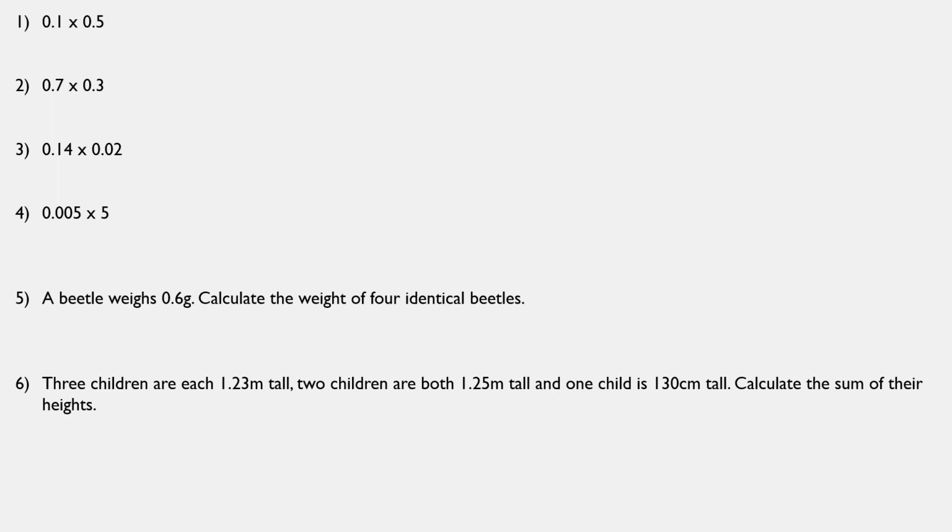So our first question, we're going to do 1 times 5, which is going to give us 5. Let's go back and count our decimal places, which is 2. So we're going to move our decimal point twice to give us 0.05. Our next one, we're going to do 7 times 3, which is 21. Go back and count our decimal places, which again is 2. So move the decimal point twice to give us 0.21.